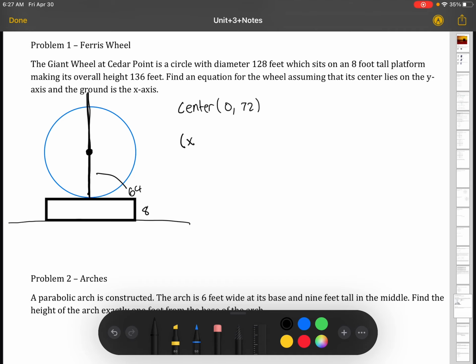So the equation is (x minus 0) squared plus (y minus 72) squared equals 64 squared. And 64 squared is 4,096. So that's it. There could be follow-up questions that involve you substituting in either a value of x or y to find whatever information. So be on the lookout for that.